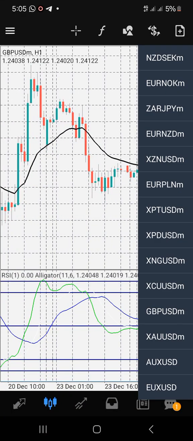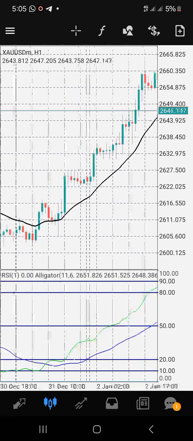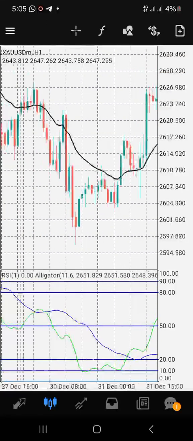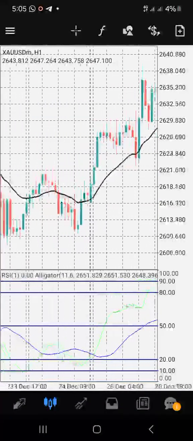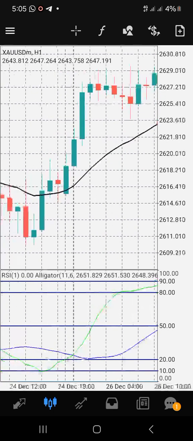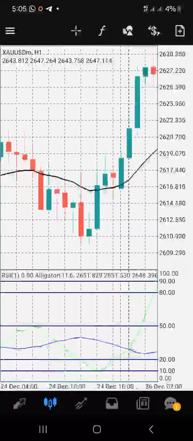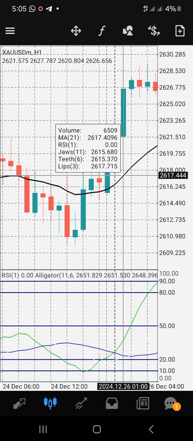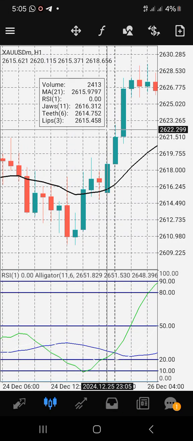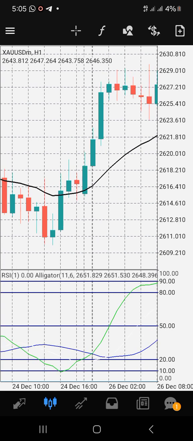Okay, let's check another chart like XAUUSD. It's not occurring frequently here. Okay, so like you have here, this is a good example. You see these three candles here, these three bullish candles. 1, 2, 3.